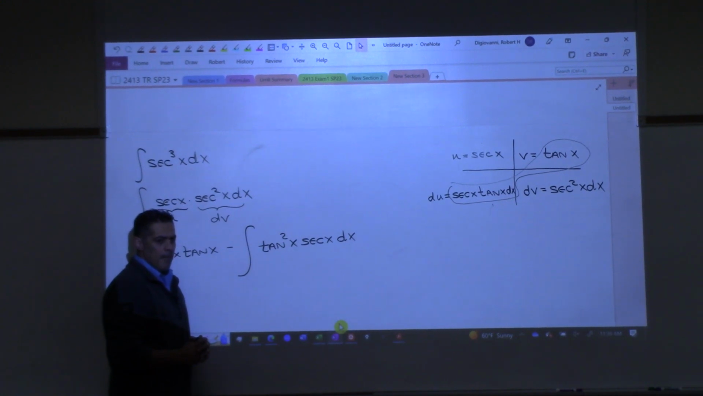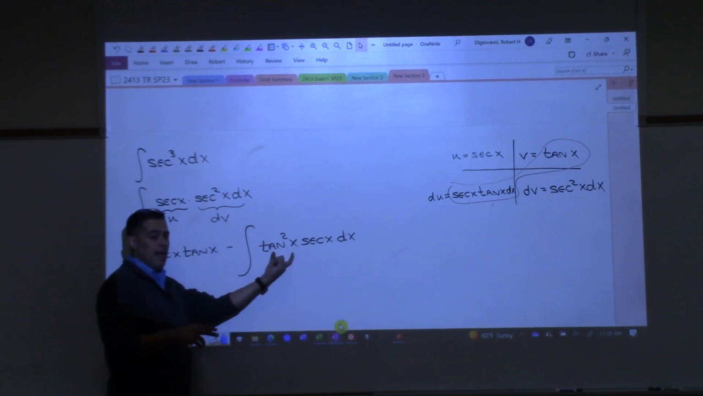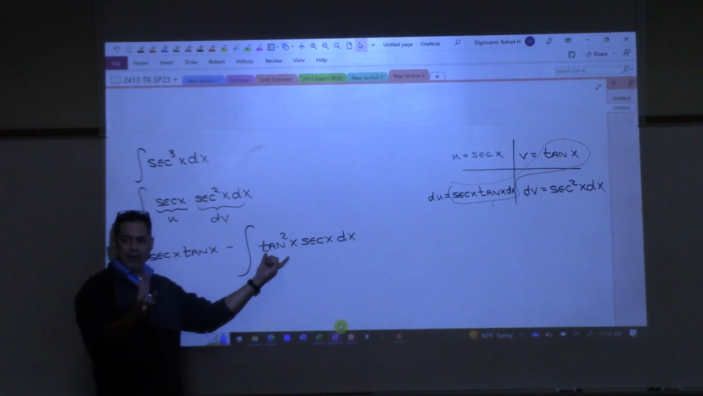Secant squared minus 1. Okay, so you want to do Pythagorean identity on this, and then look maybe to do a U sub or something. I'm okay with doing that. I thought you meant let's just do a U sub right here. Now, you want to use Pythagorean? I'm willing to go down that road.